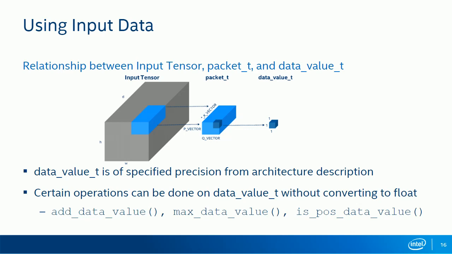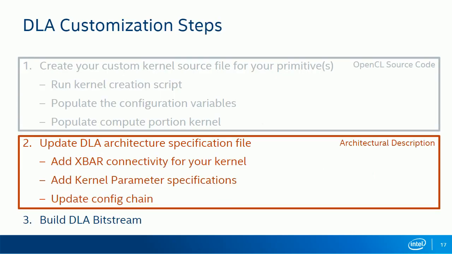You can use the data value to float function as in the previous slide, or you can operate on the data directly by using provided functions such as add data value, max data value, and is pos data value. These are more efficient and will create operators in the lesser precision. Now that we have the OpenCL source file populated and placed in the DLA source directory, let's take a look at how to modify the architecture description file to accommodate the new kernel and to connect it to the rest of the DLA.